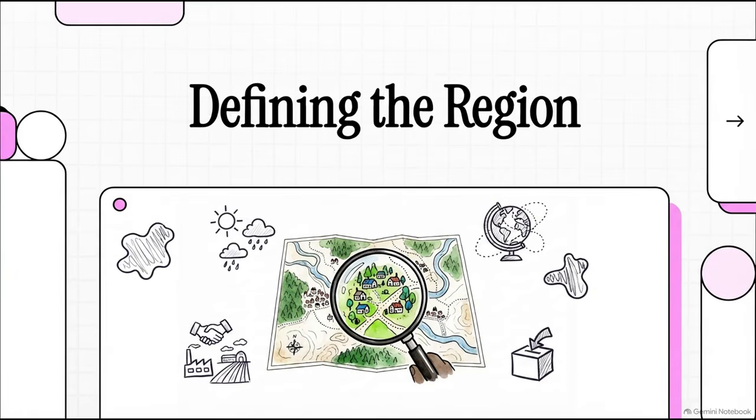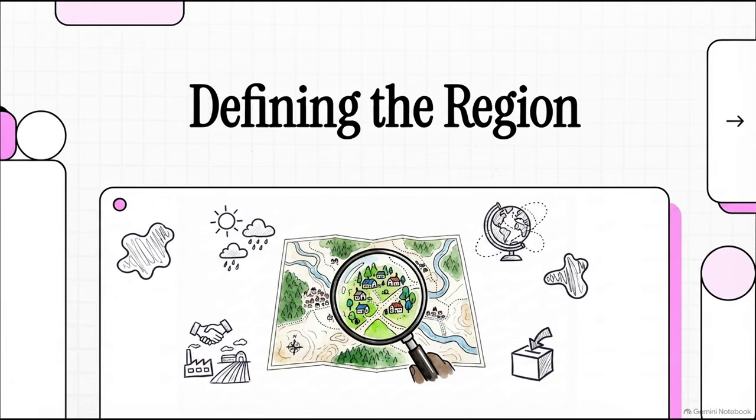Welcome to this explainer. Okay, to start off, I want you to think about a word that we use literally every single day. The word is region. We talk about the regional weather forecast, regional politics, the Middle East, or even just the region of the country we grew up in. But here's the crazy paradox. This everyday word that rolls right off our tongues is actually a massive, super complex geographical puzzle.